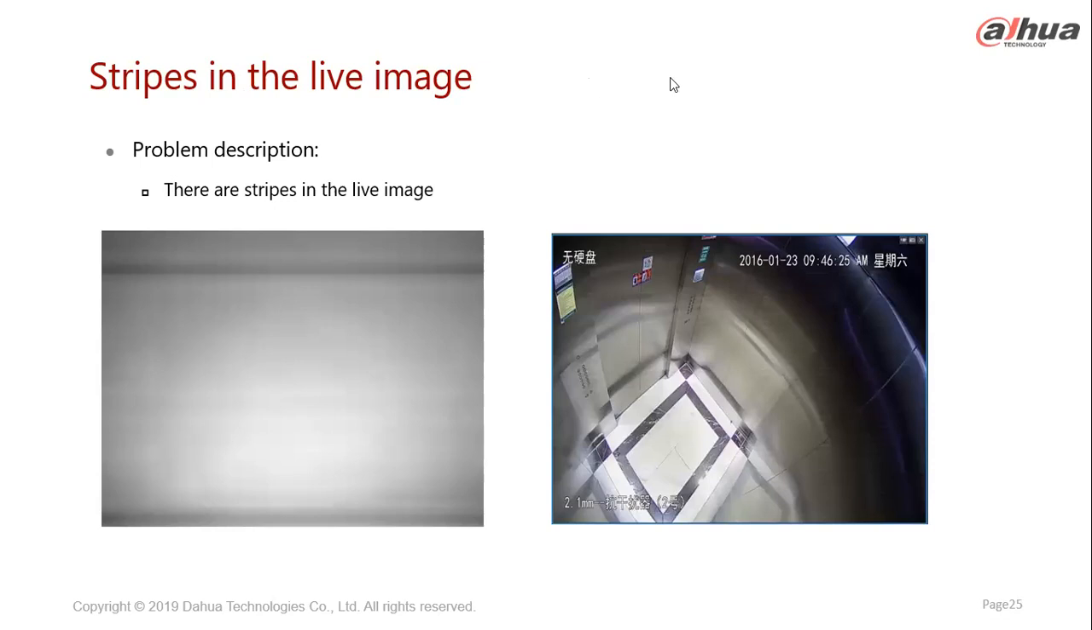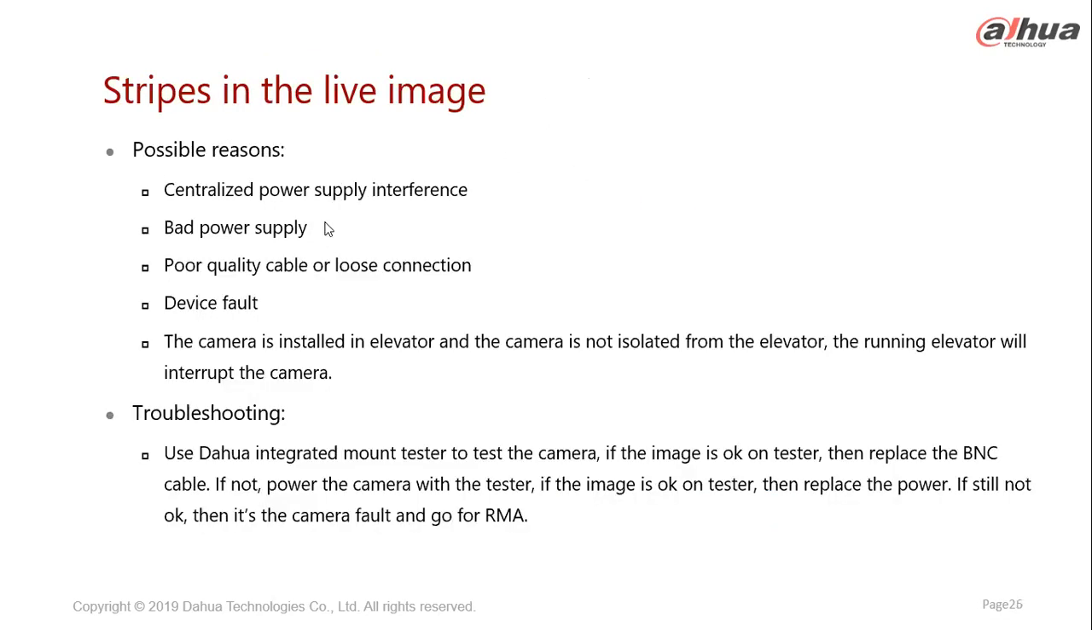You might also face this problem where you're having stripes, like lines on the image, especially in elevators. You can check on the interference of power, or maybe the interference of light from the elevator. Or maybe at times the problem is the device might be faulty.